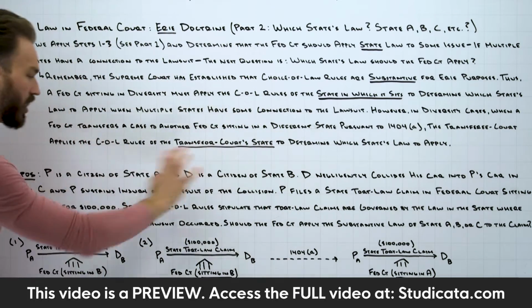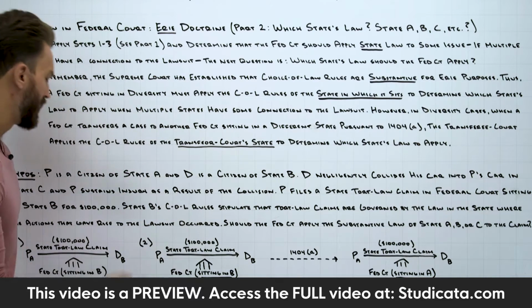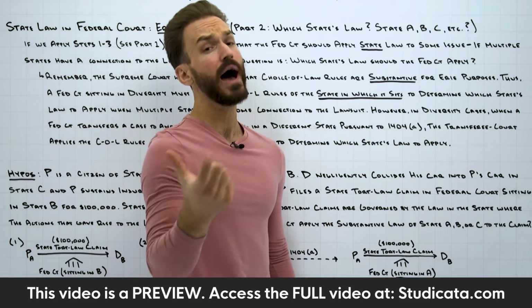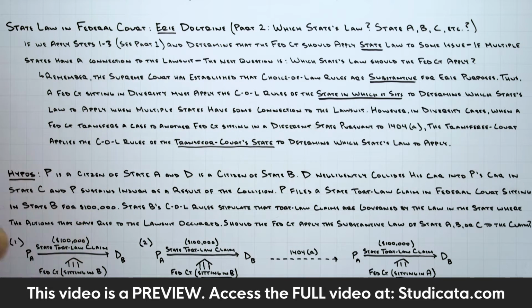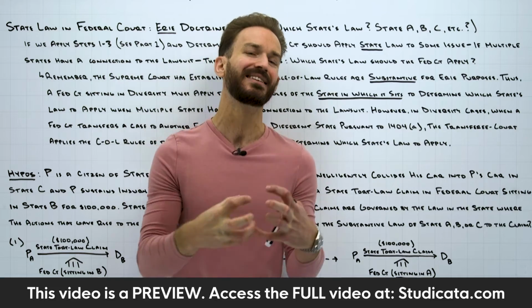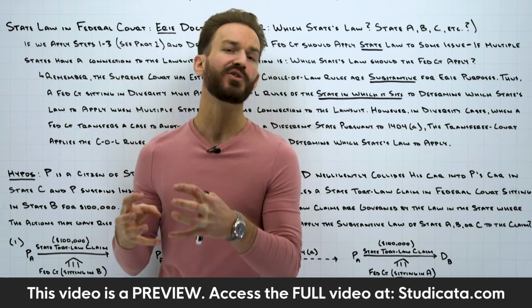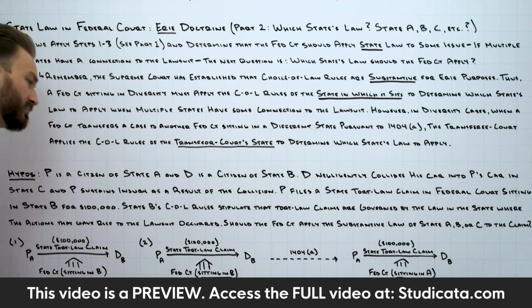Okay, so the federal court sitting in state B has diversity jurisdiction to hear this state tort law claim. The parties are diverse. We have complete diversity between the plaintiff and the defendant. Plaintiff is a citizen of state A and defendant is a citizen of state B. Amount in controversy exceeds $75,000. This is a suit seeking $100,000 in damages. So our federal court sitting in the state of B has valid diversity jurisdiction to hear this state tort law claim. Okay, no problems yet.